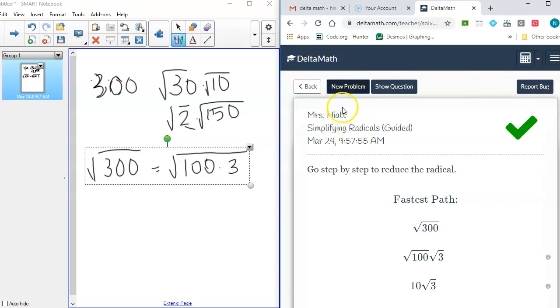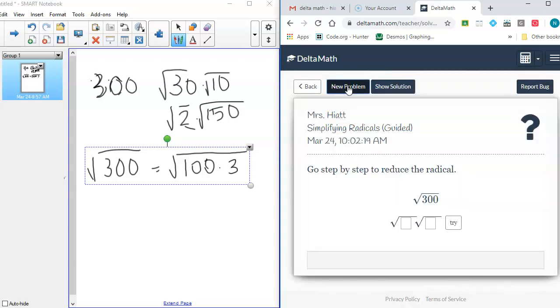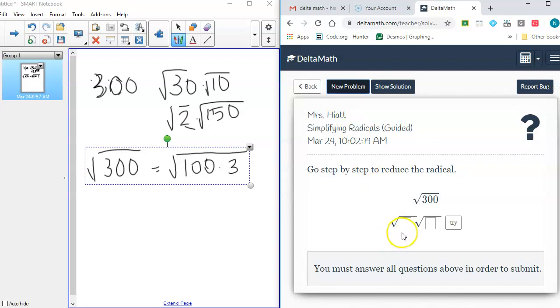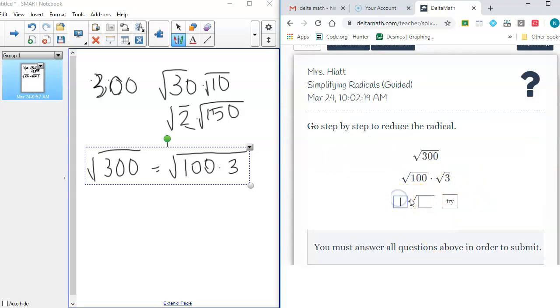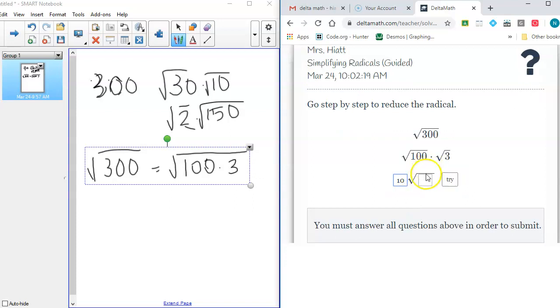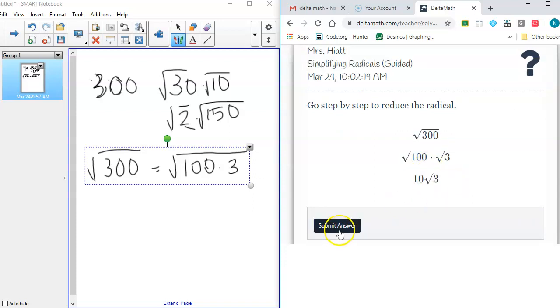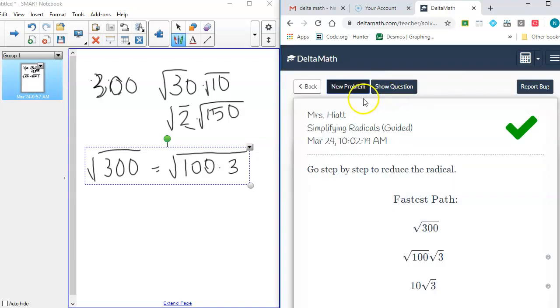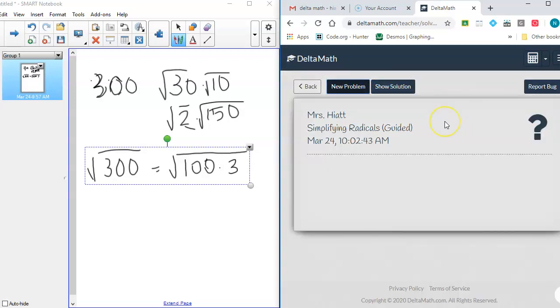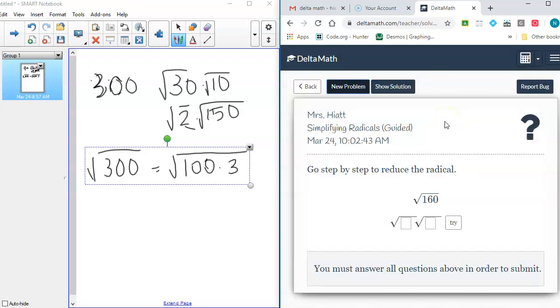Okay, so let's go to the next problem. Let's do another one. That's the same problem. So let me just type that in real quick so that we can get to one that is different. All right, let's try this. Hopefully it'll give us a different one this time. Okay, square root of 160.